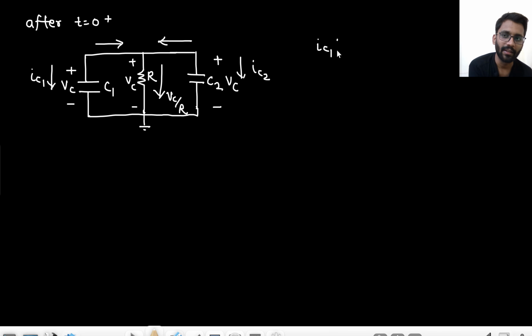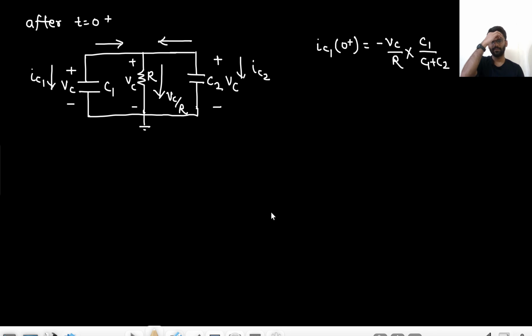IC1 would be, at t equals 0 plus, negative value, into C1 upon C1 plus C2. Did you understand it? Let me explain it.